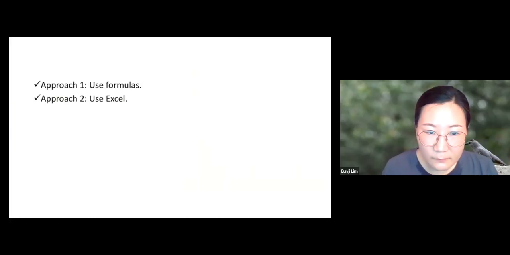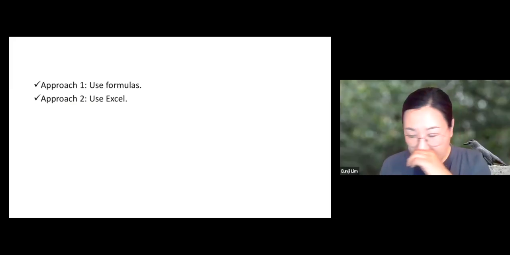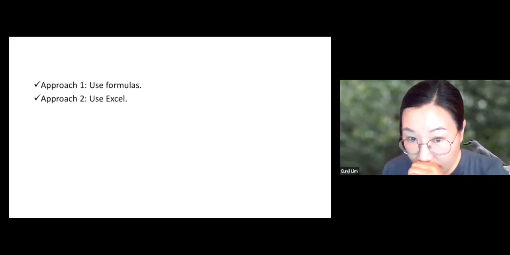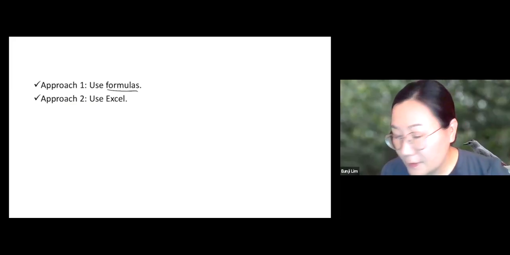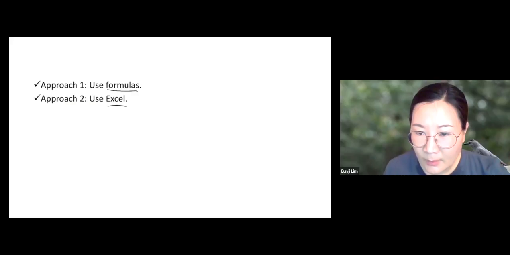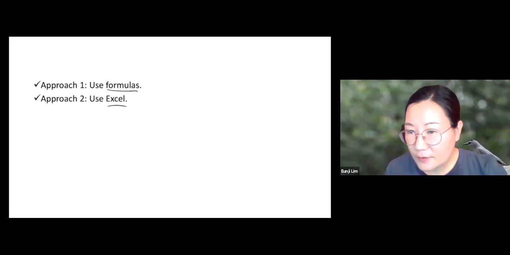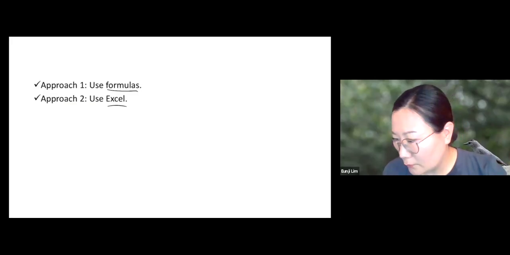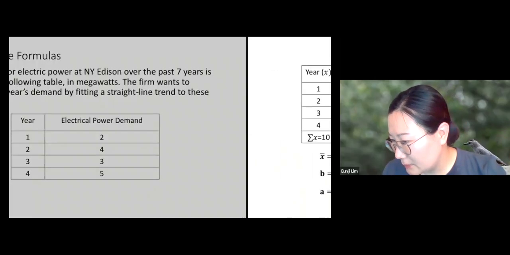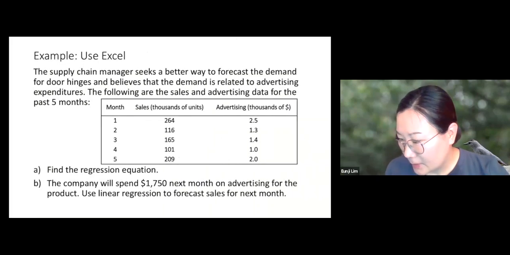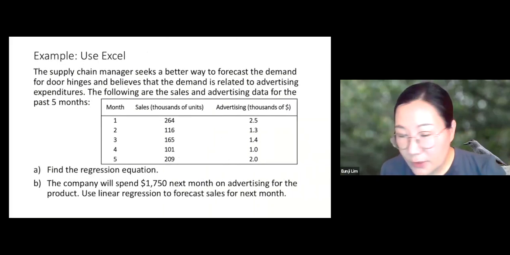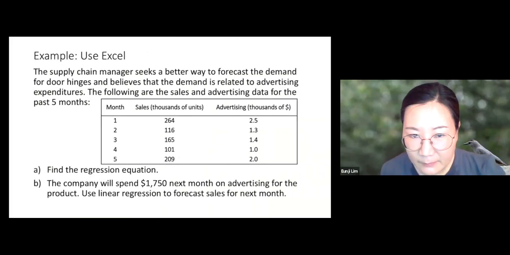There are a couple of ways to do this. The first one is use formulas. The second one is use Excel. We're going to focus on the second approach. If you're interested in the first approach, you can read the textbook and you can go over this example. I'm going to skip this. Now let's see how we can use Excel to find A and B.